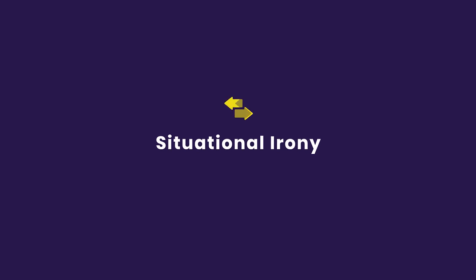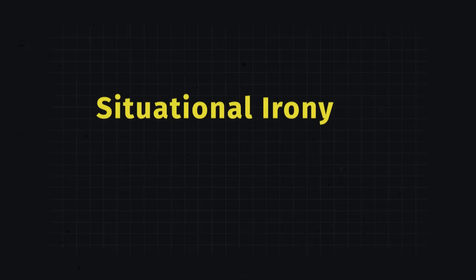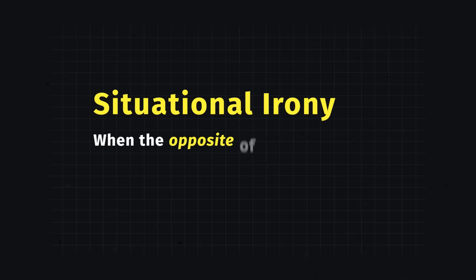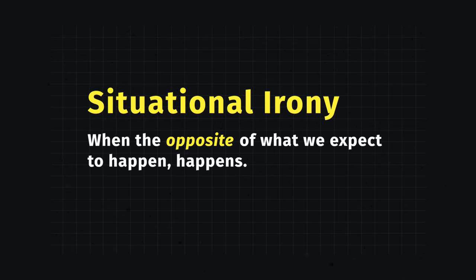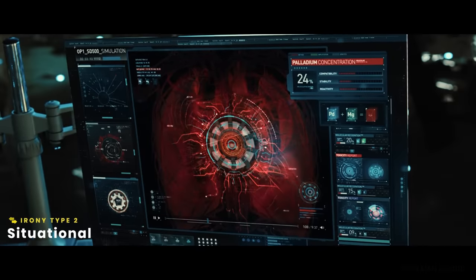Let's move on to our next type. Situational irony is when the opposite of what we expect to happen happens. This is the most common type of irony, and it can be used in any story.